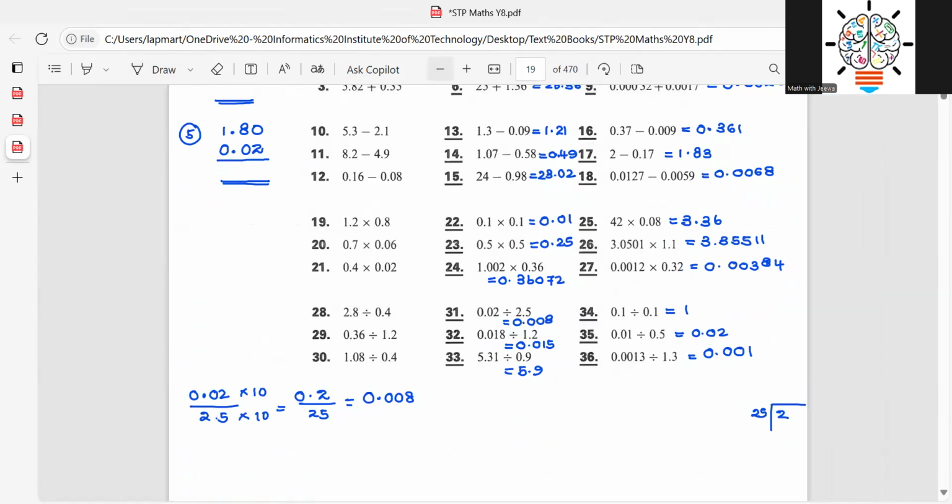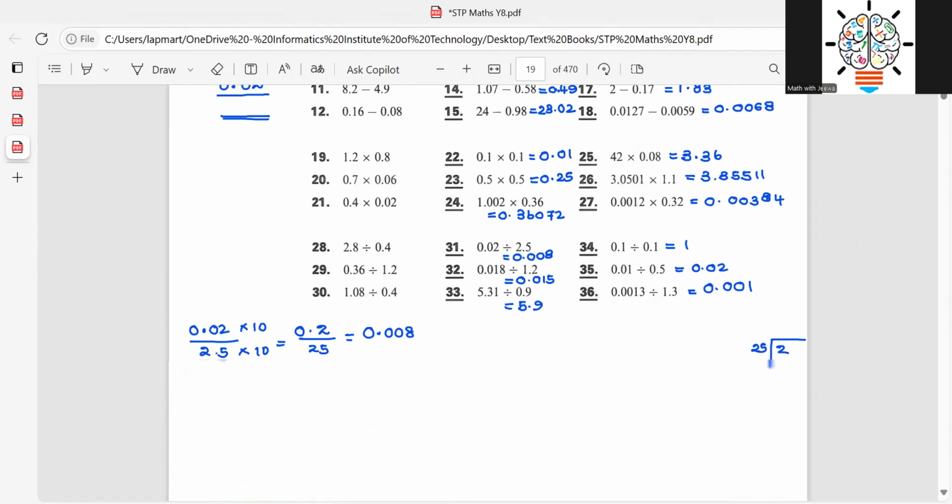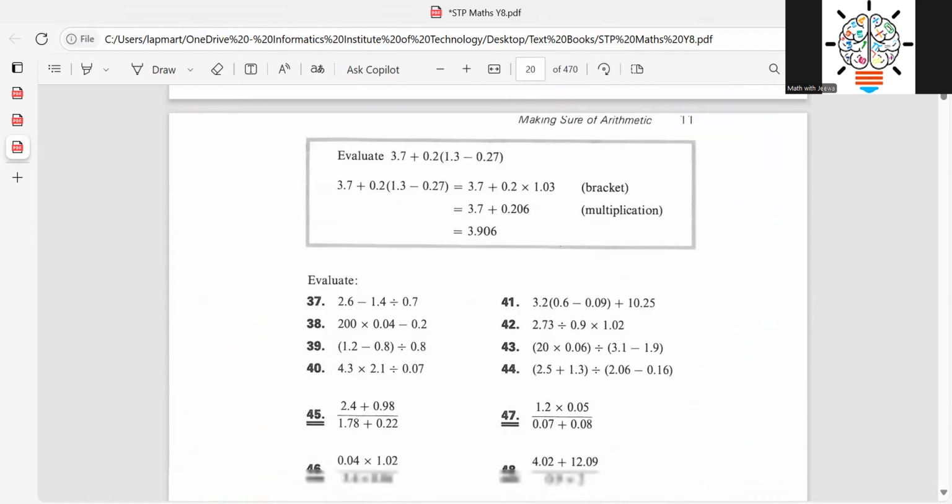So then please pause the video and mark your answers. But the most important thing, check whether you have gone through the steps. That is very important, because in the exam, the marks will be allocated for the steps, right? So then we will move to the next one, children.